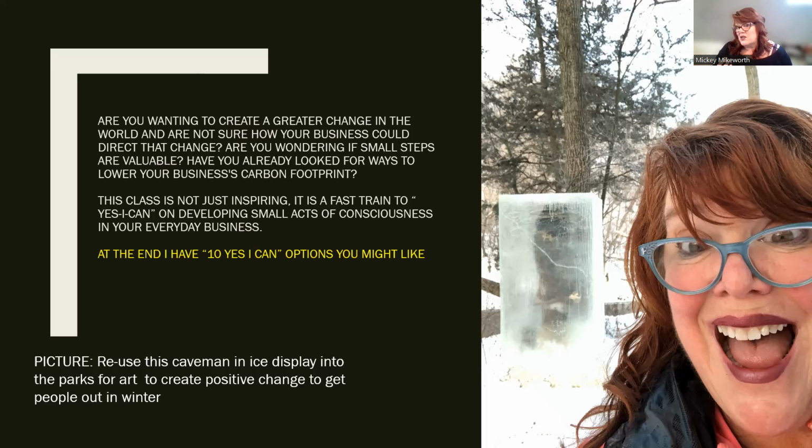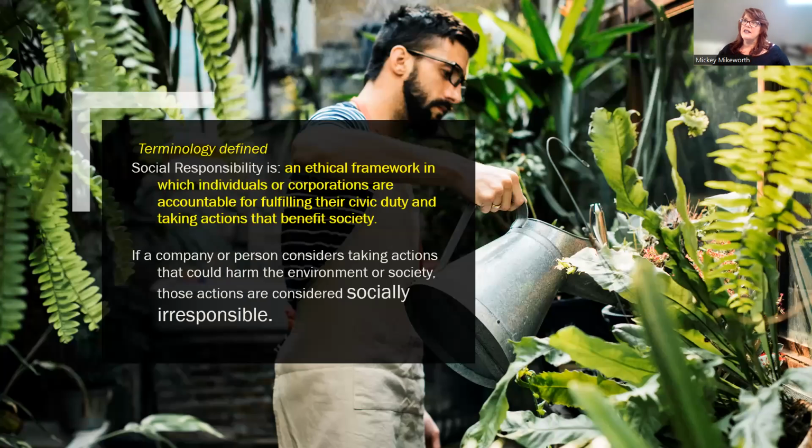And I live in Minnesota, so this was a big deal in Minnesota. And people just started seeing this caveman in ice. And it was a chance to get people talking, getting them into the parks. And they put it in a remote area so that people had to really hike in to go see it and take their picture with it. And it was just a fun way to say, right, what is social responsibility doesn't have to be all just boring stuff. And it isn't just all save the world. Sometimes it's just these small pieces, right? These are small decisions that we make every day. And if we make enough of them, it really starts to make a huge impact.